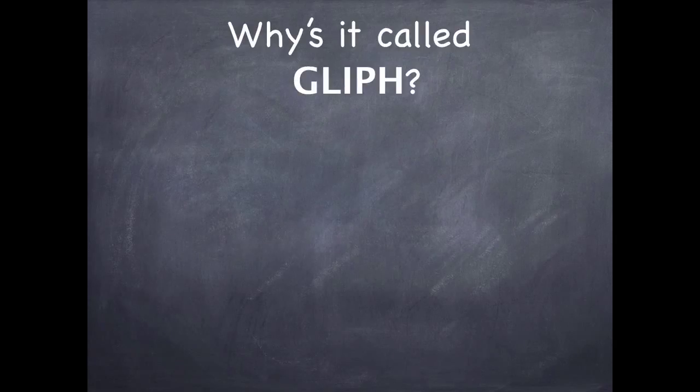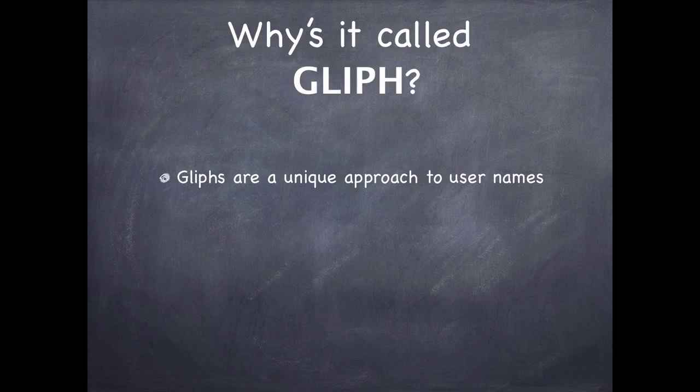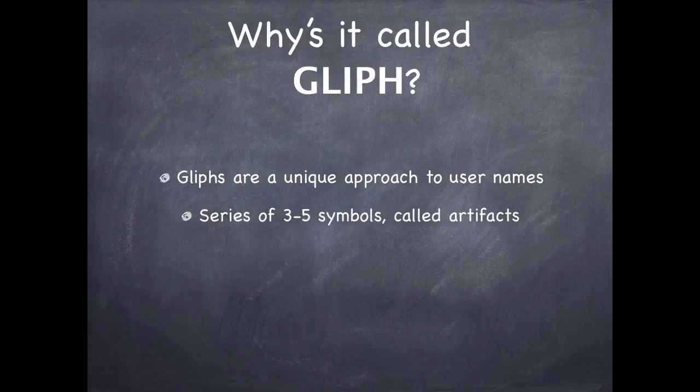Okay, so I'm sure you've been wondering, why in the world do they call it glyph? Are they from ancient Egypt or something? Well, no. Or at least, I don't think so. Anyways, glyph is a play on the word hieroglyph, the form of ancient pictographic writing, and it hints at their unique approach to usernames. To be specific, a username is called a glyph and is composed of 3 to 5 symbols called artifacts.